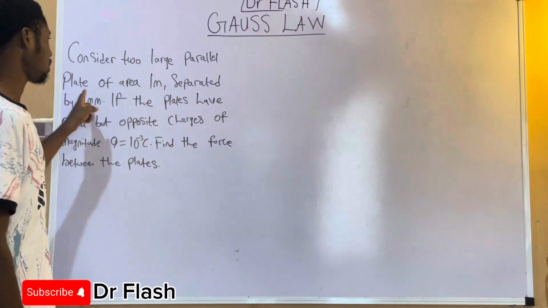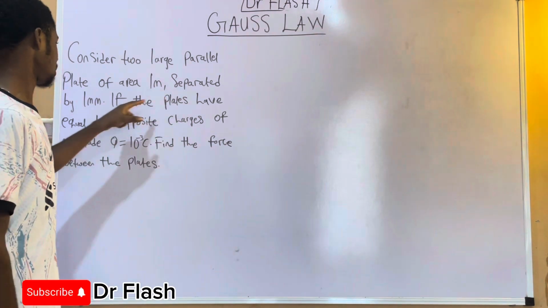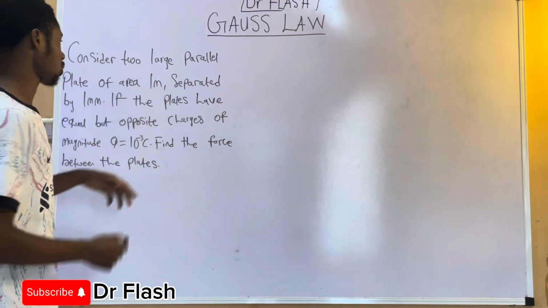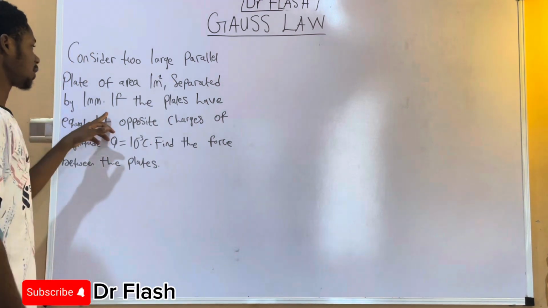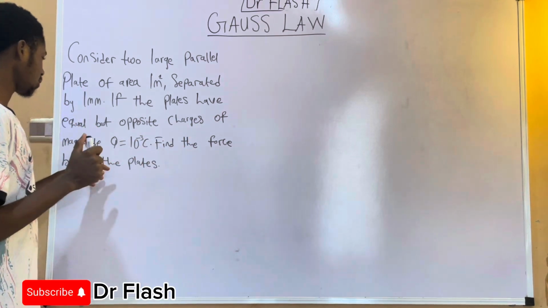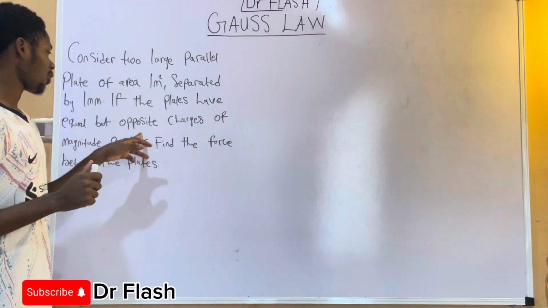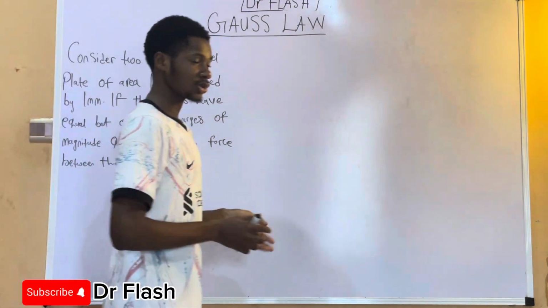Consider two large parallel plates of area 1 meter squared, separated by 1 millimeter. If the plates have equal but opposite charges of magnitude Q equals 10 to the power of minus 3 coulomb, find the force between the plates. Okay, that's what the question said.